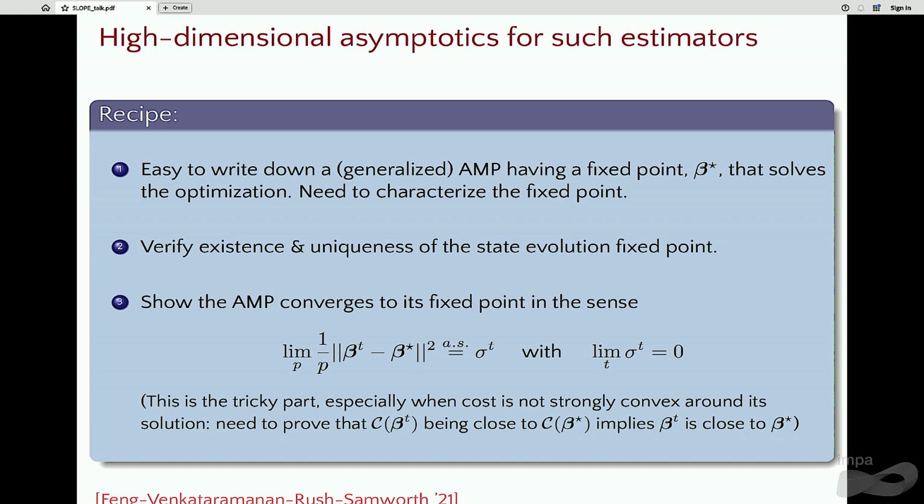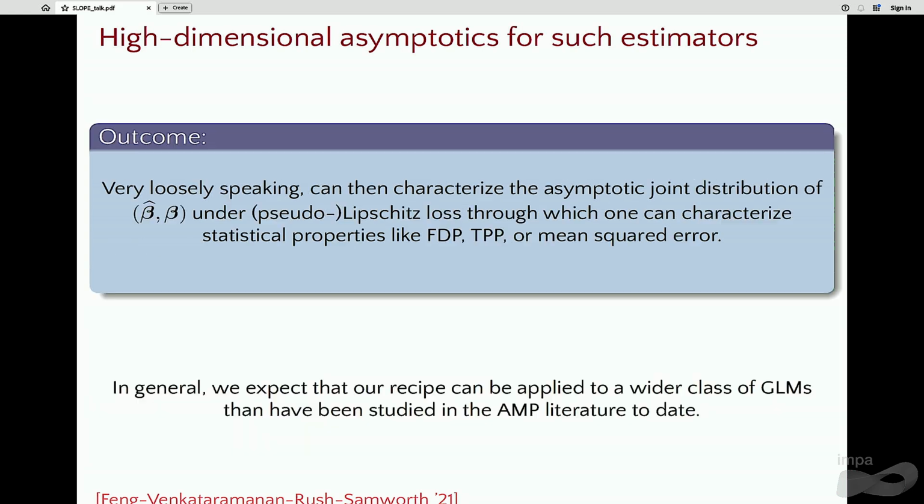So basically, if you can do this, then what does that buy you? Well, loosely speaking, what this allows us to do is characterize the asymptotic joint distribution of the estimator with the true beta that generated the data. And so then what you can do is under various forms of loss functions, you can characterize properties like the false discovery rate, the true positive proportion, the mean square error, the asymptotic sparsity, and so on.